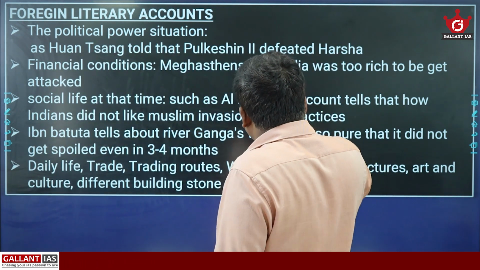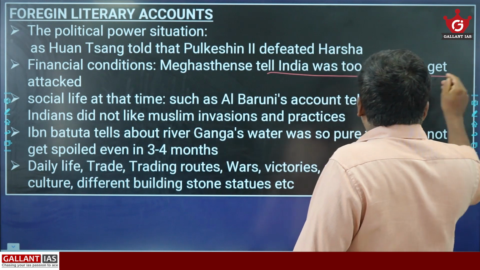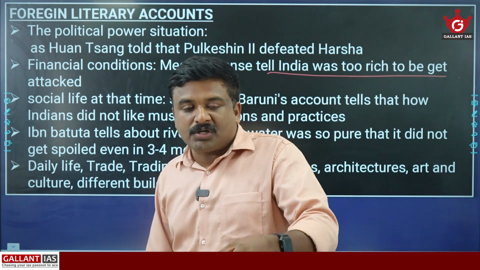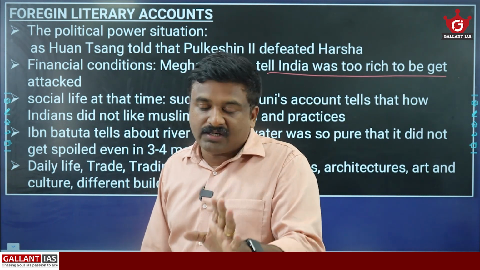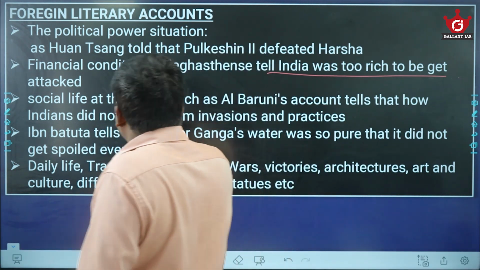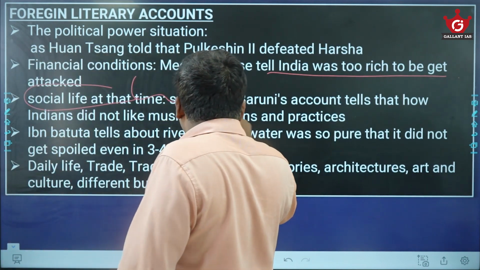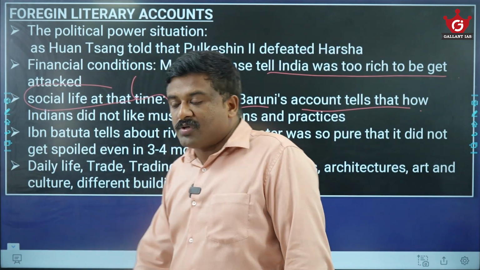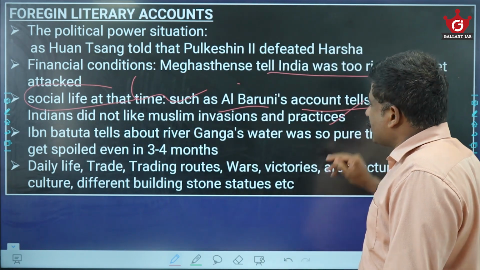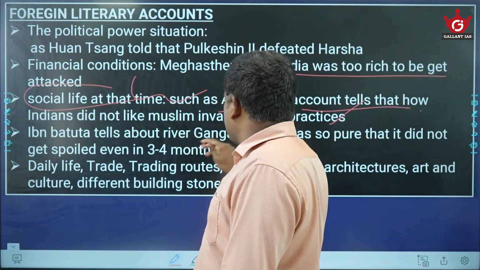Megasthenes' Indica talks about how rich India was. India was so rich that it was attacked by foreigners. So the wealth of the nation attracted foreign invaders to invade India. Then see social life. They also talk about the social life. For example, Alberuni's accounts tell us that Indians did not like these Muslim invasions. Okay, and the practices.